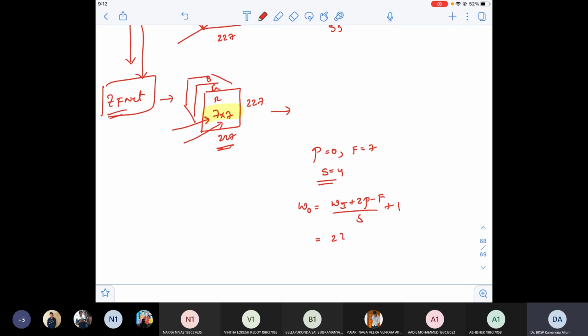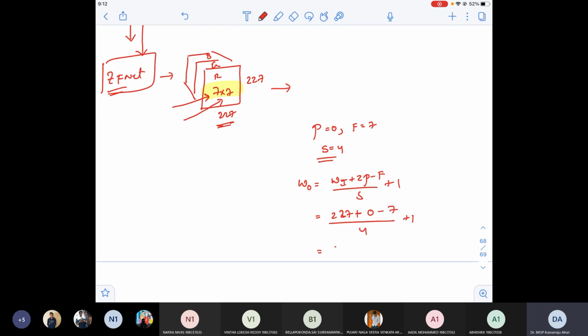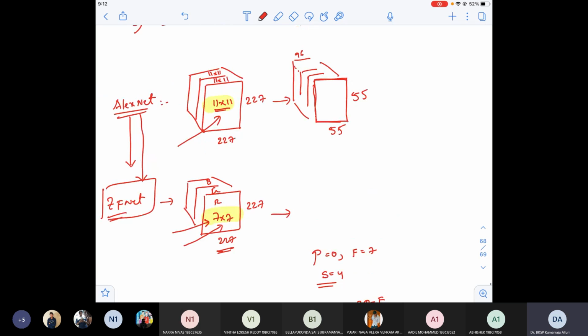So, (227 plus 2p, p is 0, minus F which is 7) by S which is 4, plus 1. So this would be 56. Actually, this is a little weird. They got 56, but to ensure that the output is equal with respect to AlexNet, even though I got output as 56, they have taken 55.